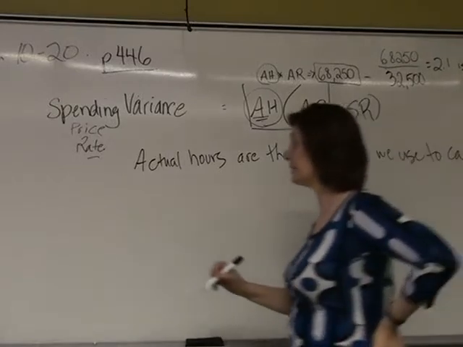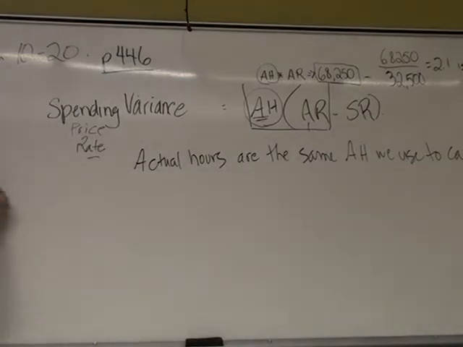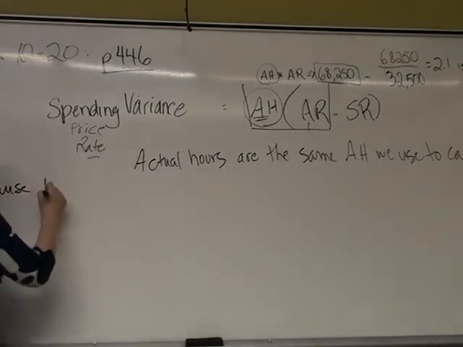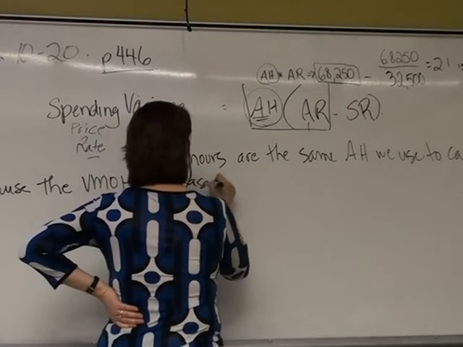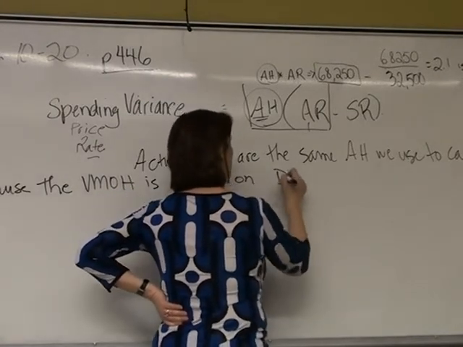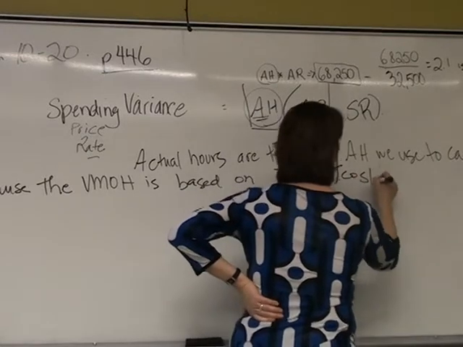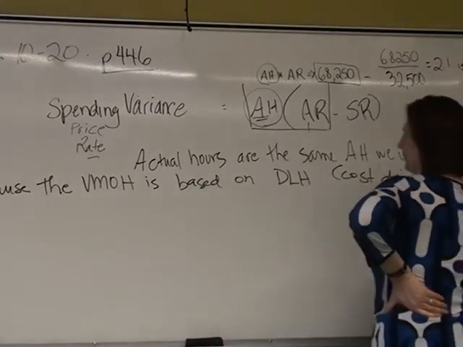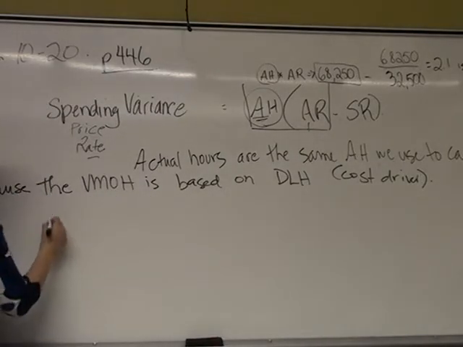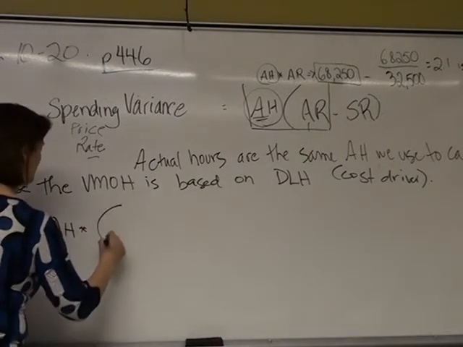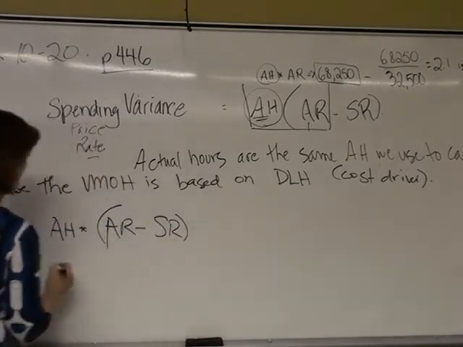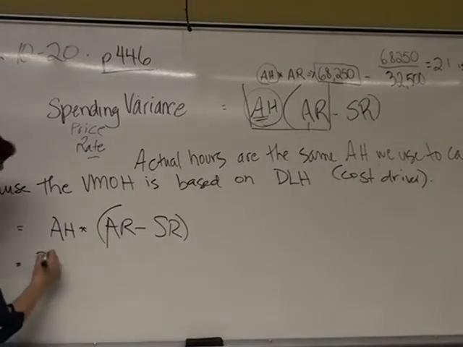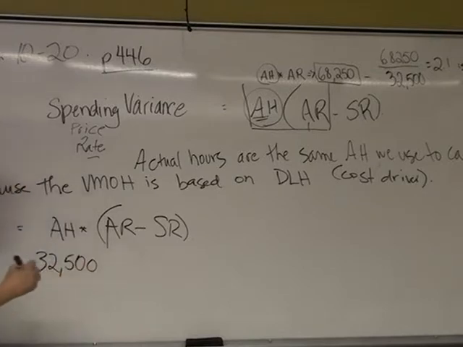And that's because the overhead is based on that cost driver. Because the variable overhead is based on direct labor hours. That's the cost driver. Okay? So therefore, when you do this question and you want to have actual hours times the actual rate minus the standard rate, the actual hours are those 32.5, which is what we used in the direct labor efficiency variance.